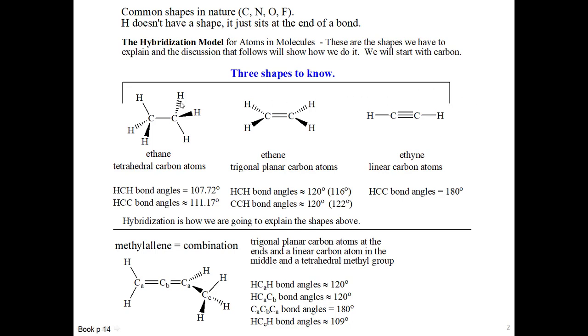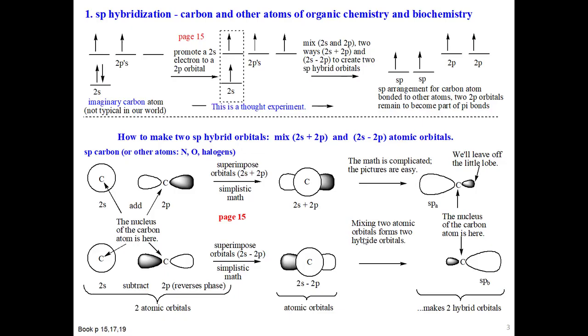So we need something to explain these shapes from the atomic orbitals that we developed in our earlier topics. This particular molecule right here is called methylallene. It's a combination of all the shapes. At the end you have the trigonal planar, in the middle you have the linear, then the next carbon has trigonal planar, and at the other end you have tetrahedral. So those shapes are all within a single molecule. Every atom will have its particular shape. Now the way we're going to do this is called hybridization.